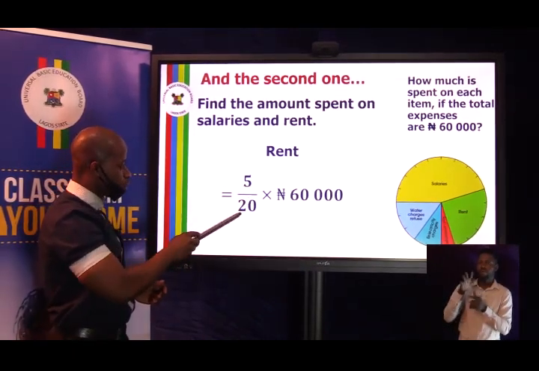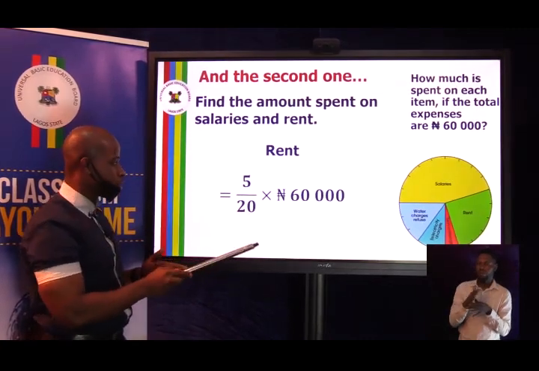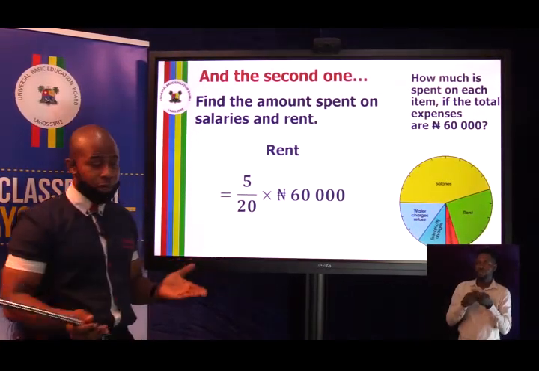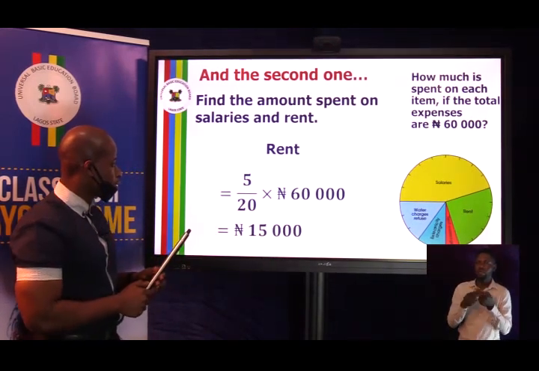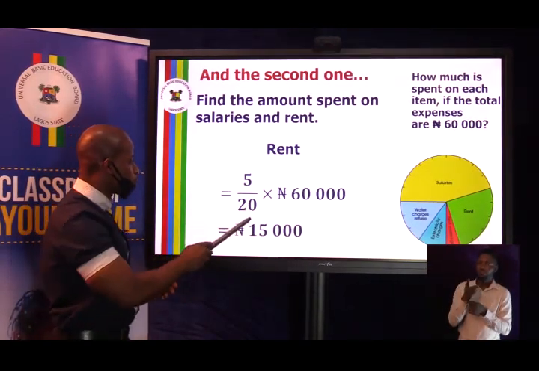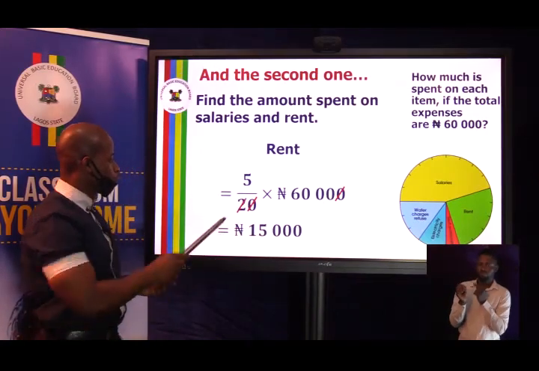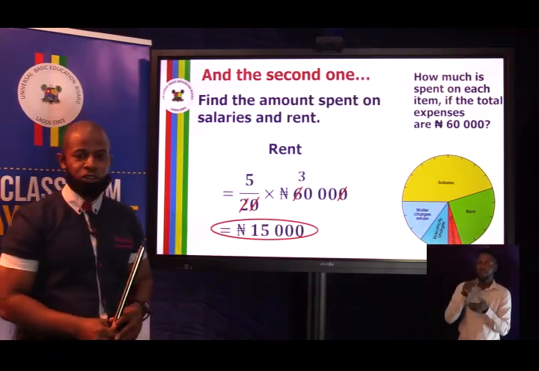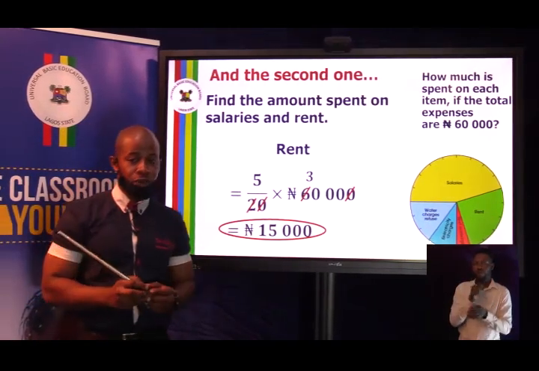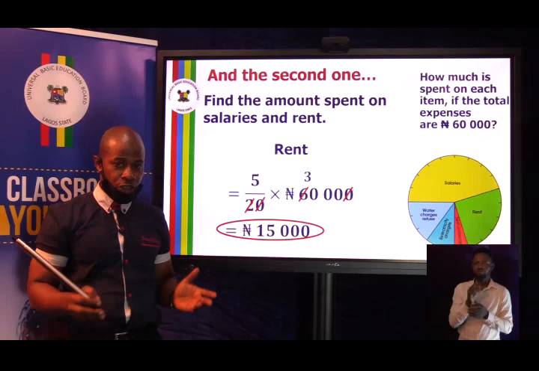5 out of 20 is the fraction for rent. Then we multiply it by the money, and that gives us 5 over 20 times 60,000. So let's just do the cutting. 0 goes in 0, and 2 goes here 3 times. 5 times 3,000, you get 15,000. I believe you got these answers right, and for that you deserve a cheer.